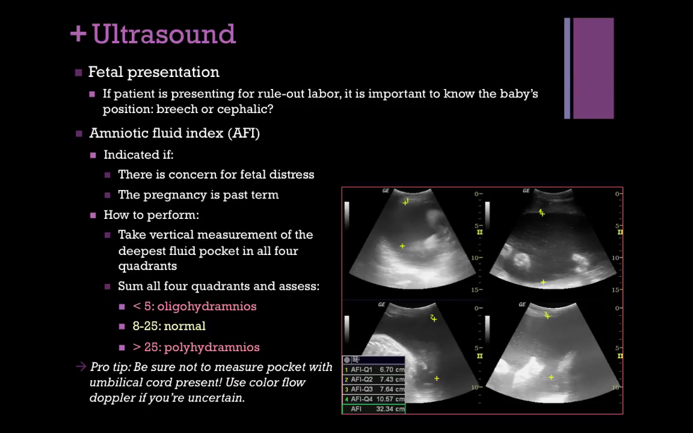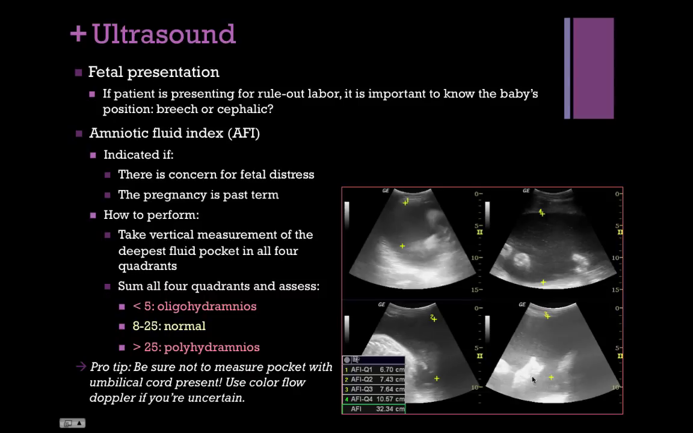So to perform this assessment, you're going to take vertical measurements, like you see here, all over mother's belly. So you're going to divide mother's belly into 4 quadrants, just like we do on an abdominal exam, and you're going to find the deepest pocket of fluid in each one. So like you see, the deepest pocket is going to be straight vertical. So even though this may be deeper, or this may be deeper going diagonal, we want the straight vertical pocket right here.